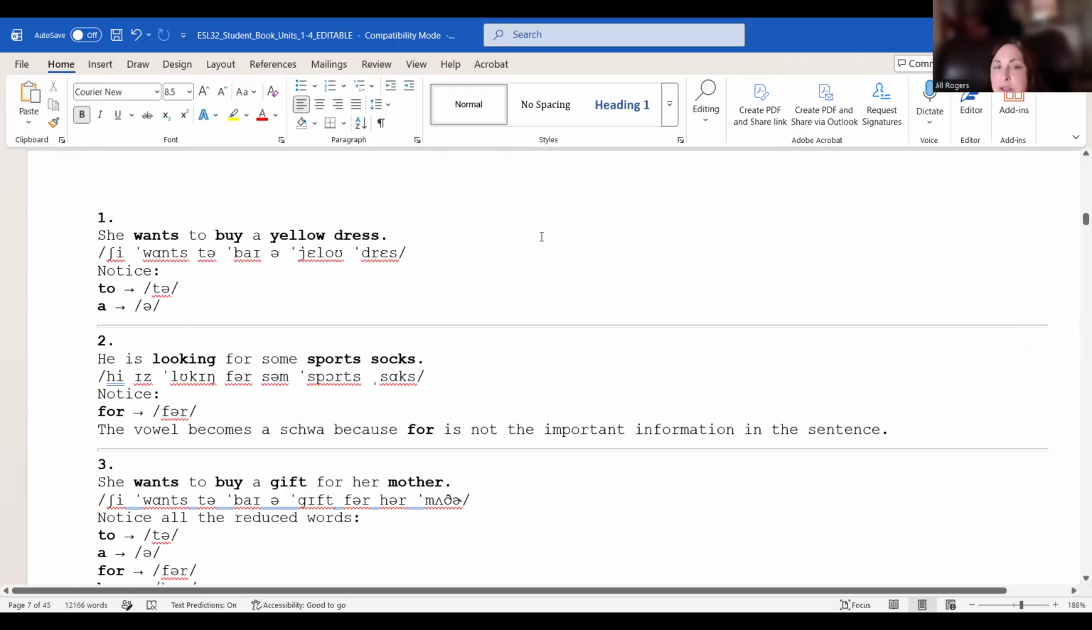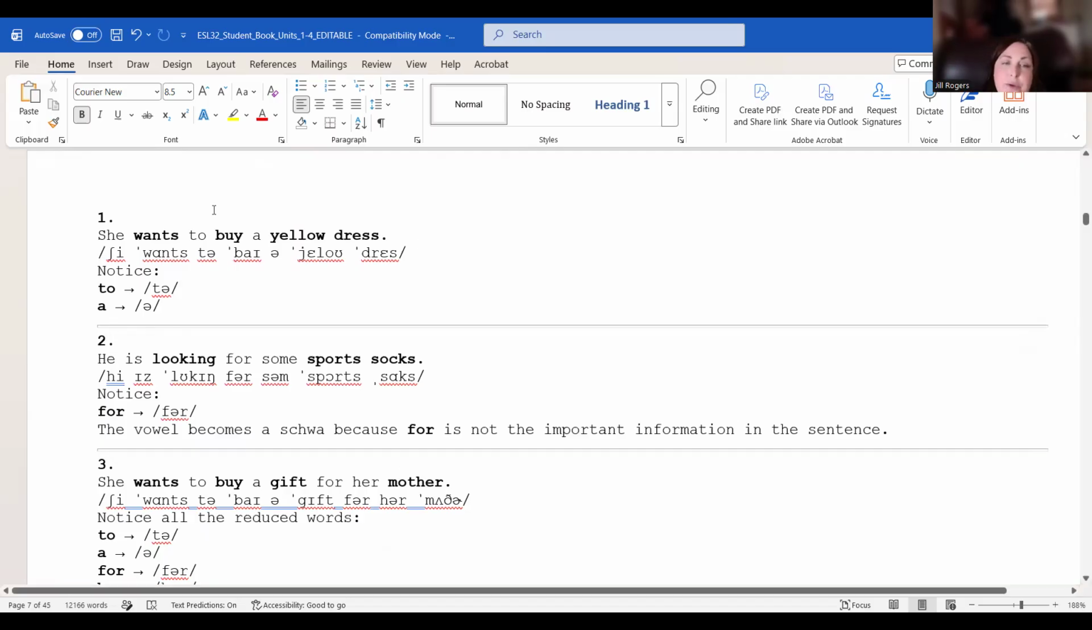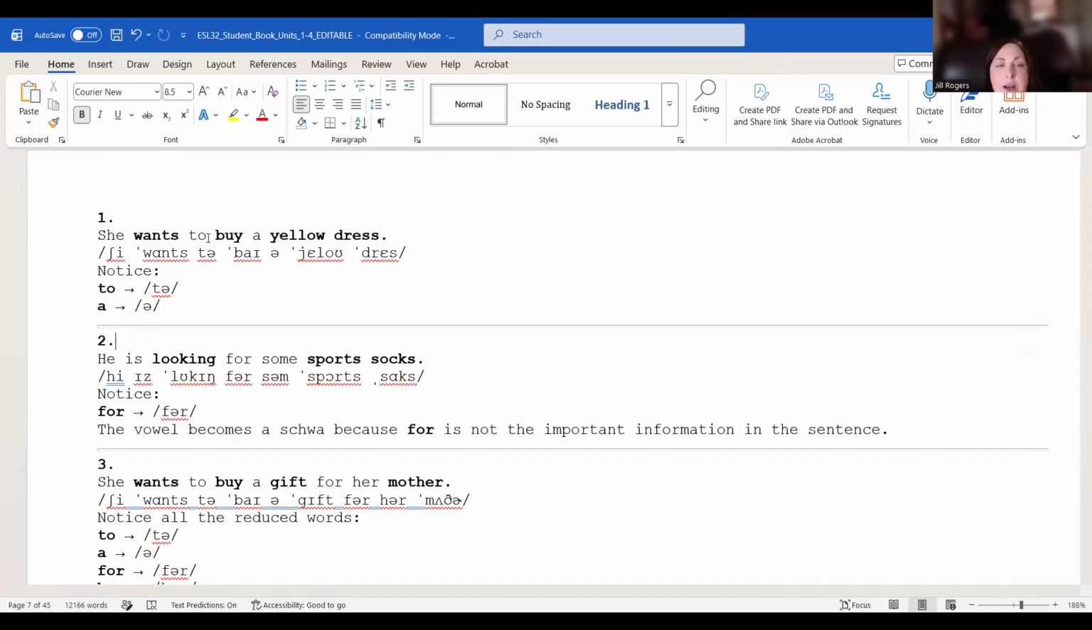So if I were speaking to you and not reading it, I may say, "she wants to buy a yellow dress." You hear that? The important thing is that you understand the schwa sound. It doesn't matter if you say it perfectly, because you're used to saying the whole word, right? But you do have to understand that Americans say it this way, and it may help you understand them better.